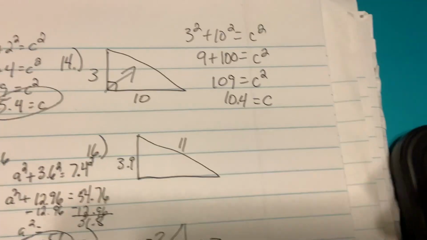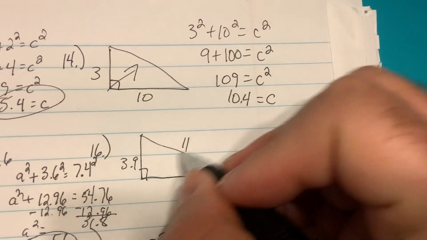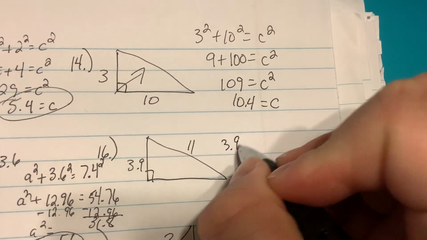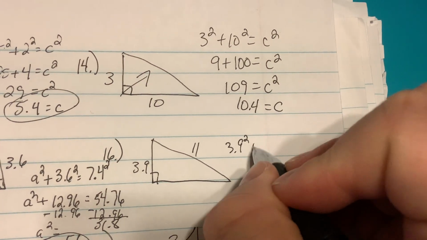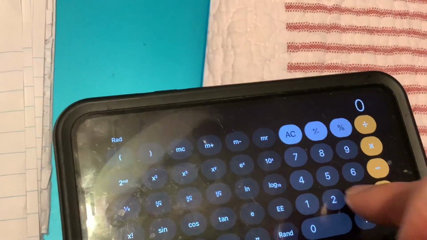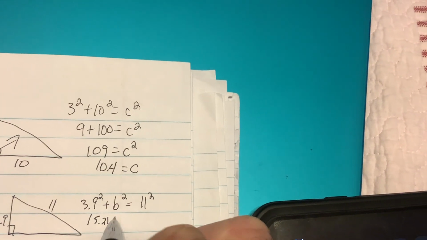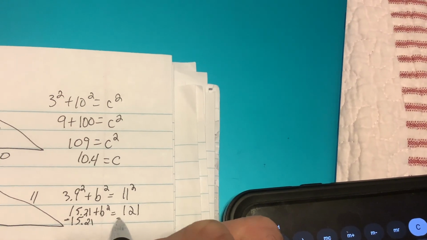And this one, I'll show you, it doesn't matter whether you make this A or B. Here was the right triangle. There's the hypotenuse, 11 squared. So we'll make that the A and just show you it doesn't matter. So 3.9, and we'll square it, is 15.21. We still don't know what B squared is, and 11 squared is 121. Now we need to move this over here to isolate the B.